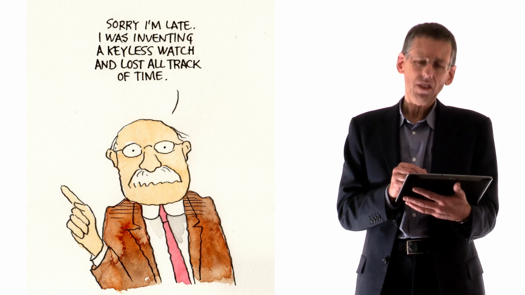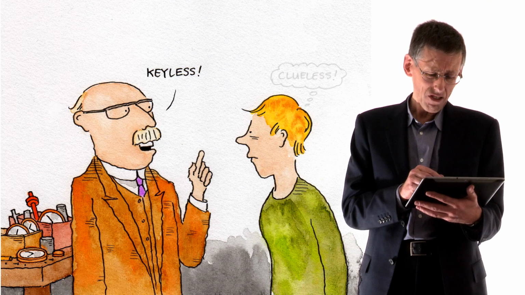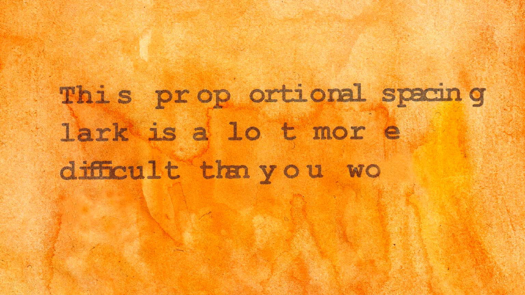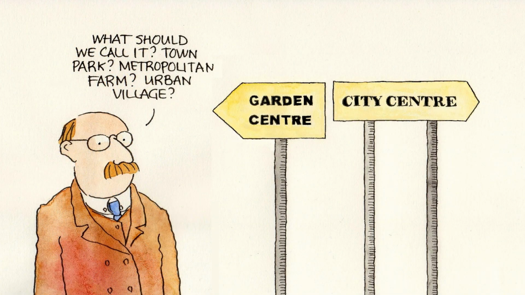People asked, "Where's the key?" He said, "It's keyless. That's the whole point." They said, "But it doesn't work." He invented a proportional spacing typewriter, but it didn't type with letters spaced proportionally. Then he invented garden cities, not in a flash of inspiration, but in a systematic way.